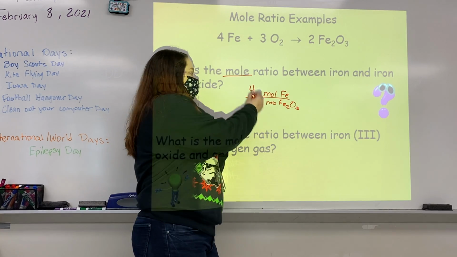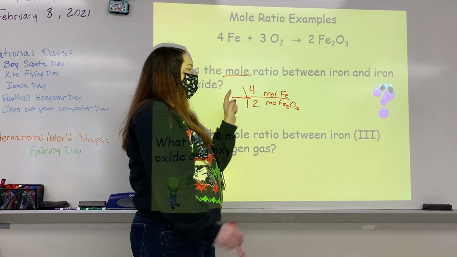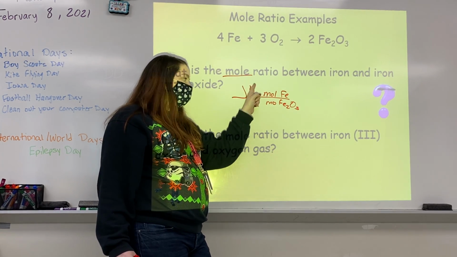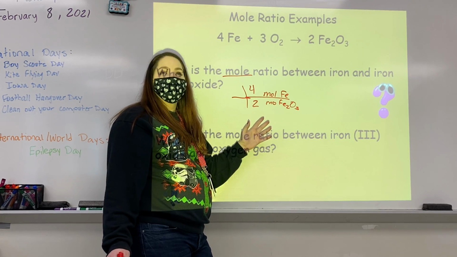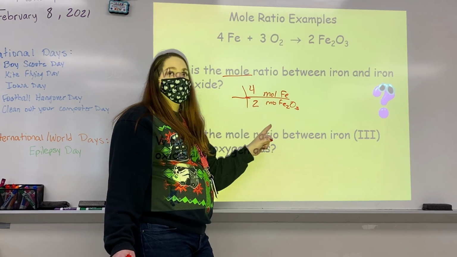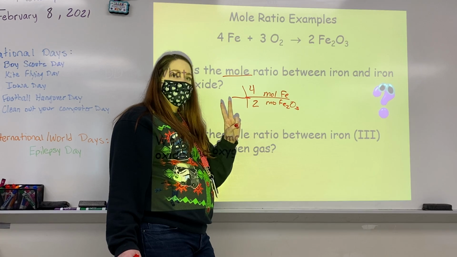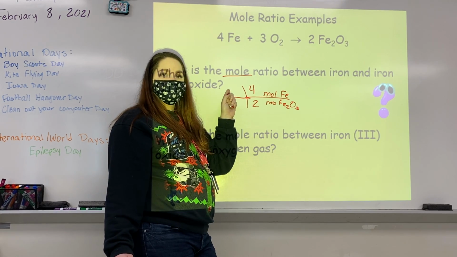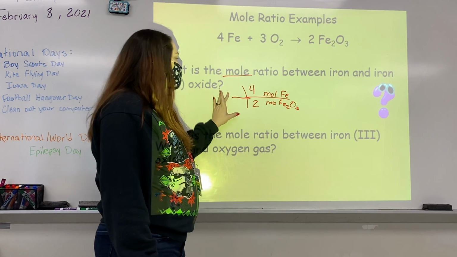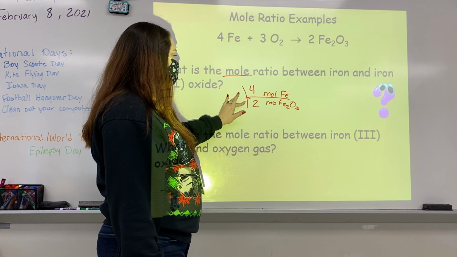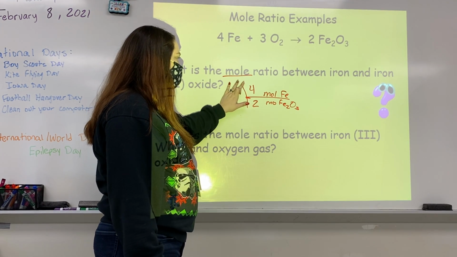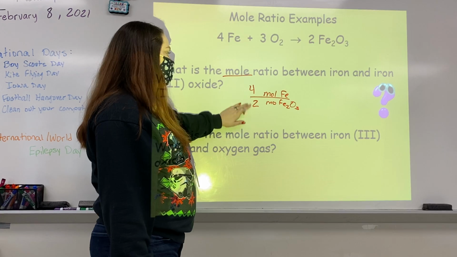So you're going to have this as your picket fence. If you want to do whatever this is, times 4 divided by 2, that's fine. If you want to see that this would be reduced to 2, and then do 2 times whatever this number is, that's fine too. That doesn't matter. But if I'm asking you what is the mole ratio, just keep it like that.